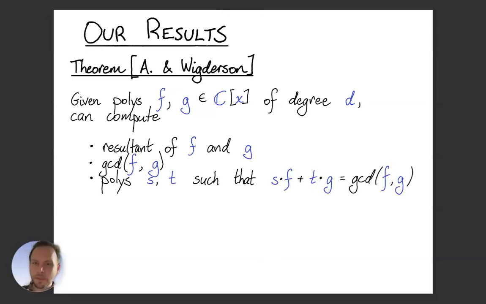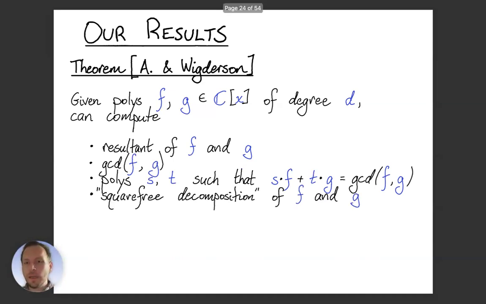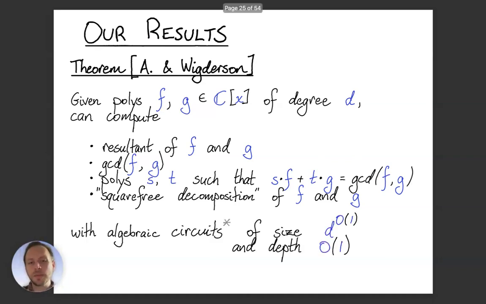We can compute polynomials s and t that witness the GCD. These are sometimes called the Bézout coefficients of f and g. And we can also compute what's called the square-free decomposition of f and the square-free decomposition of g. And if you don't know what this is, it's some structured partial factorization of the polynomials f and g. We can compute all of these using algebraic circuits of polynomial size and of constant depth. And because our circuits have constant depth, they'll necessarily have unbounded fan-in.